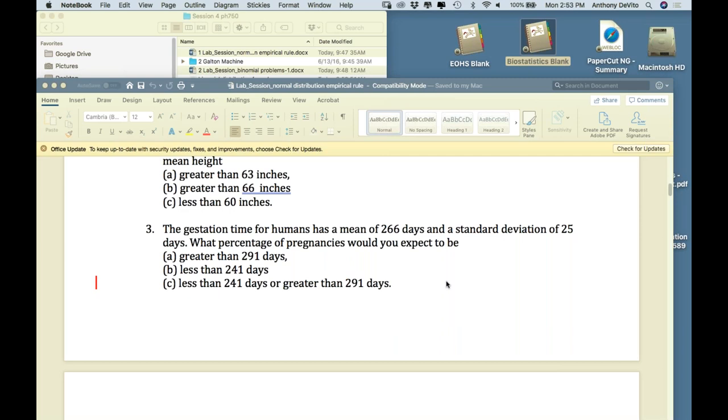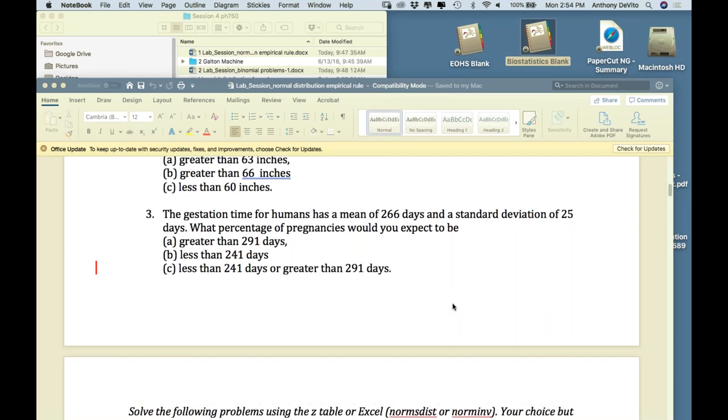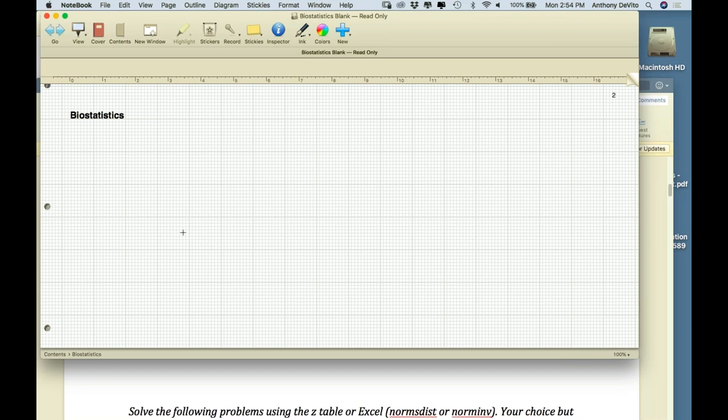But it's not uncommon to have a premature baby that's like 100 days less than this, or 150 days less than this, right? That's not as uncommon. So it's actually a skewed distribution, right?